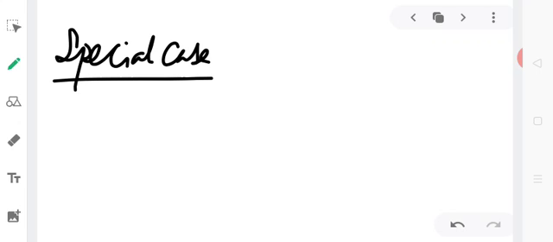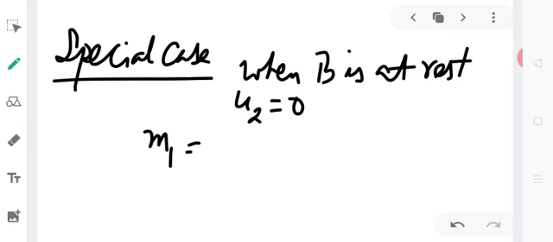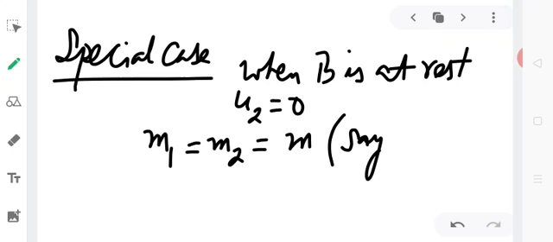Let us find the values of v1, v2 and phi in the case when the target body B is at rest. So we can put u2 equal to 0. And let us assume that the masses of the two colliding bodies are the same. So this means m1 is equal to m2, let us say it is equal to m. So we are considering a situation when a collision is taking place between two bodies of equal masses and the target body is at rest.